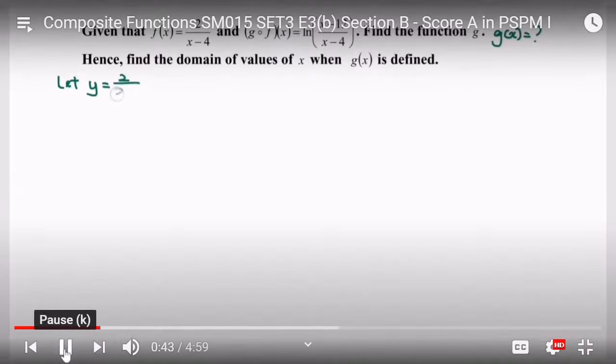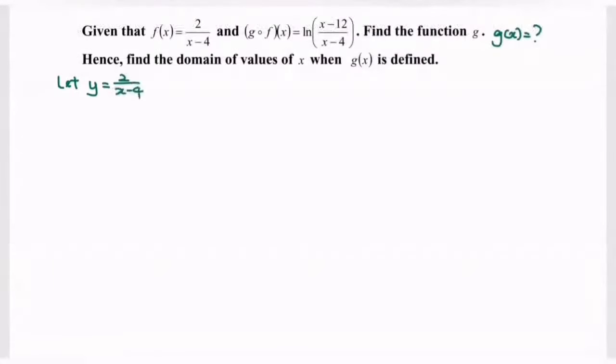Then we are going to express the situation where x is the subject in terms of y. So kindly cross multiply the situation. So x minus 4 is equals to 2 over y. So x is equals to 2 over y plus 4. Kindly equate the denominator and we will have x is equals to 2 plus 4y over y. Next, focus on the composite function where we have g rho f.